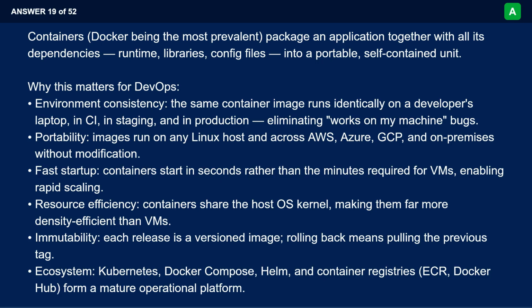Resource efficiency. Containers share the host OS kernel, making them far more density efficient than VMs. Immutability. Each release is a versioned image. Rolling back means pulling the previous tag. Ecosystem. Kubernetes, Docker Compose, Helm, and container registries, ECR, Docker Hub, form a mature operational platform.